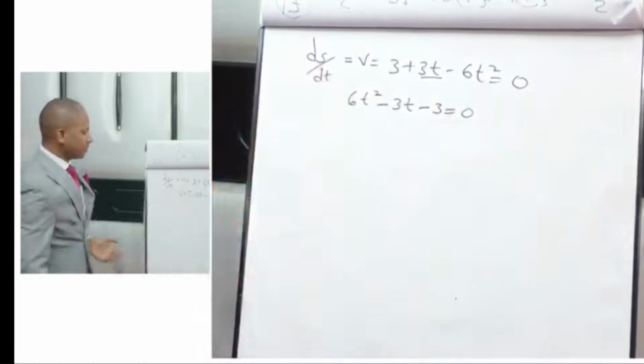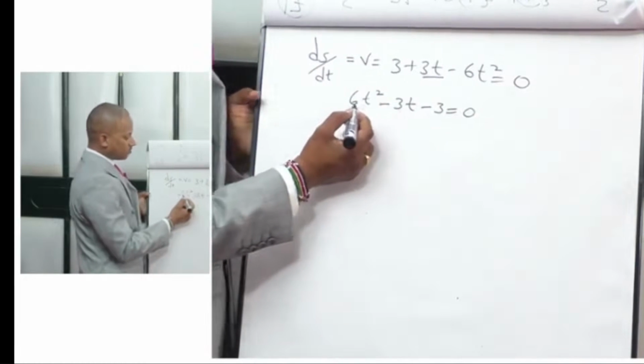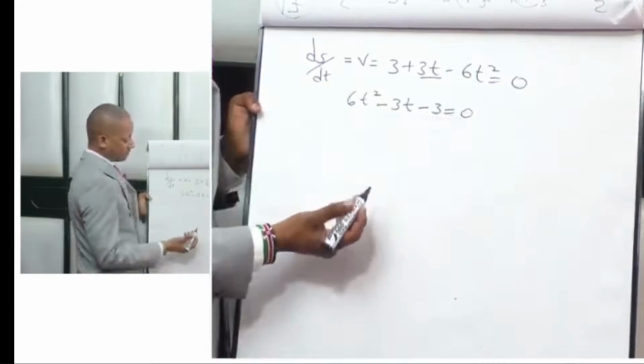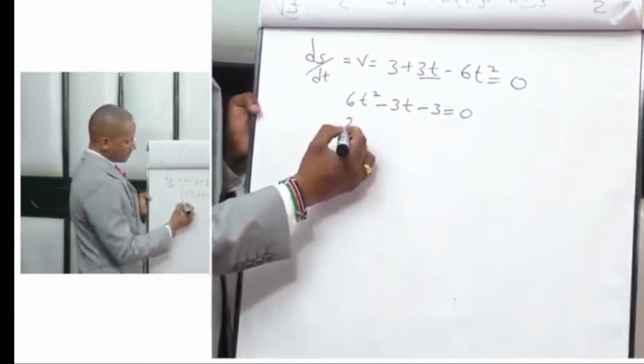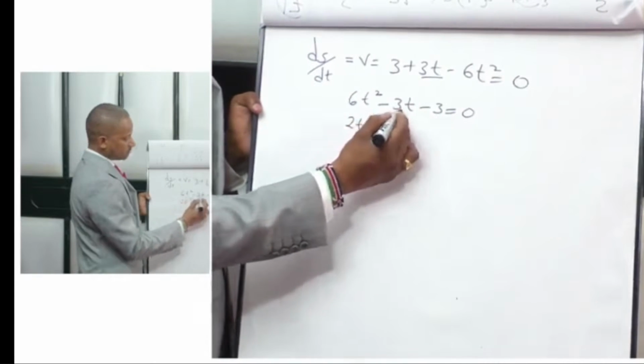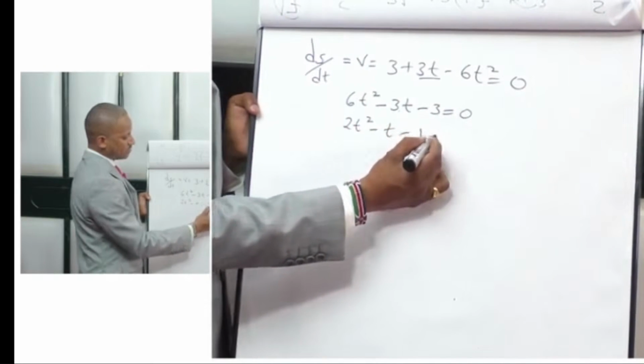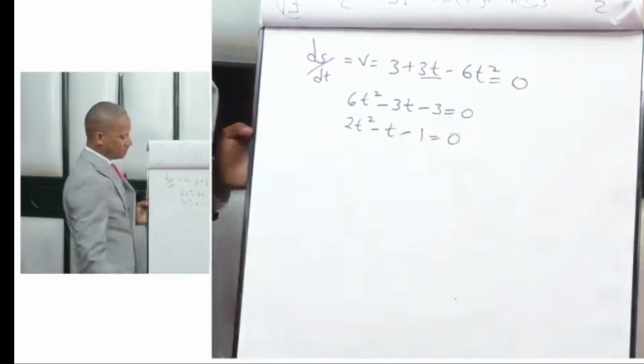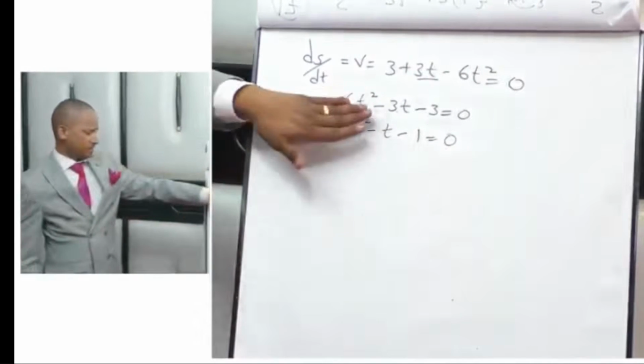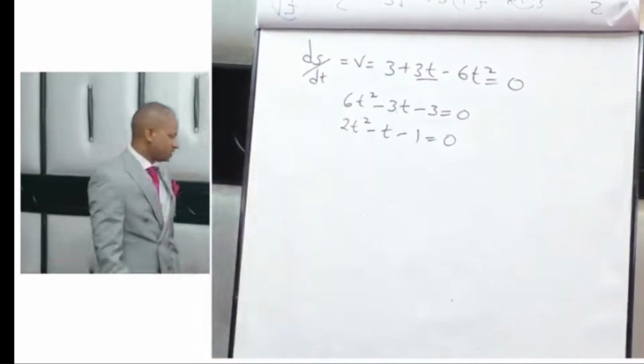Quadratic equation, I can simplify further, because I see 3 is common here, so I divide everything by 3. When I divide this by 3, I get 2t squared, minus t, minus 1, and when I divide 0 by 3, I get 0. I'm just trying to simplify it to make work easier here.